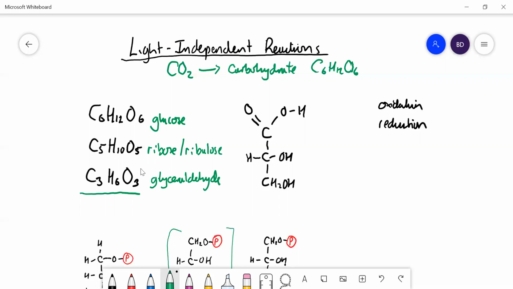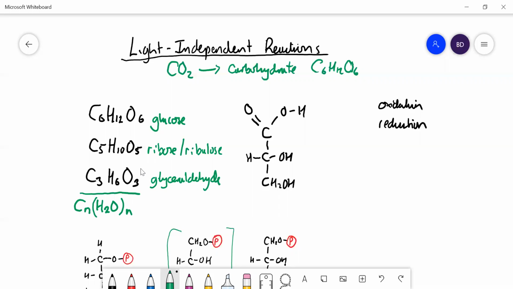Now let's see what they've got in common. If you look at the ratio, you can see that it's CnH2nOn. So for every carbon, you have 2 hydrogens and 1 oxygen. Now that's pretty important.